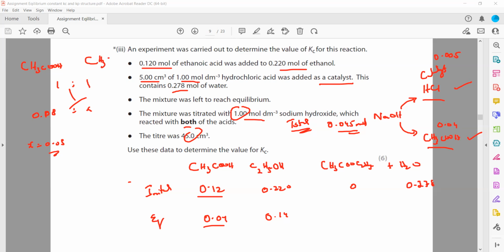The ester CH3COOC2H5. So 0.08 will be X. So when you cross multiply, it will be 0.08. And then about the water, we already have this many moles. When we take a ratio between water and ethanoic acid, it's 1:1. So we'll get the same moles of water, 0.08. So originally we have 0.72 plus 0.08, 0.278 plus 0.08 will give us 0.358. So 0.358 moles. So these are the moles at equilibrium. Is it clear how I worked out the moles first?